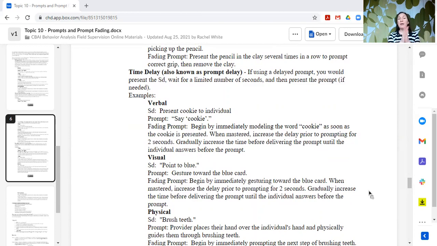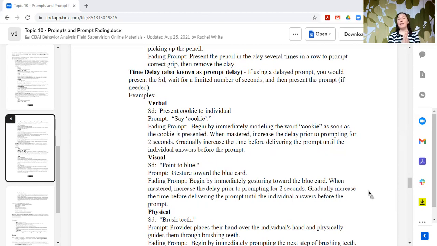I say the word, I show you, you copy me. Great. Now I want to fade out me modeling it. I want to just say clap your hands and the learner to clap their hands. So I start with a 0 second time delay, which is how everything starts. We are pairing our prompt and our future SD as close in time as possible.